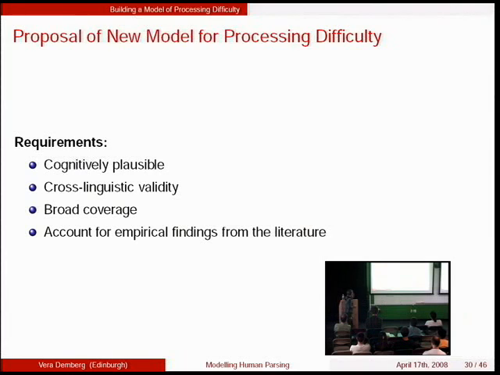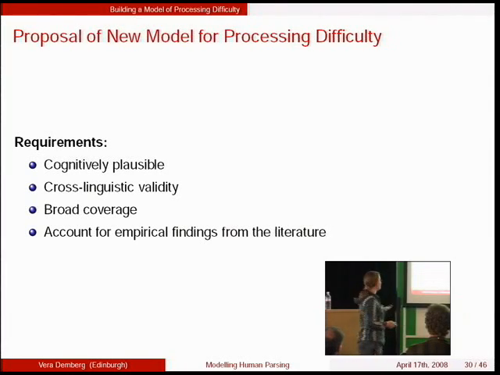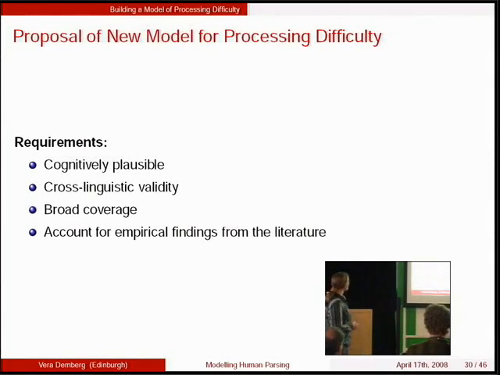So the requirements for building a syntactic processing model are, of course, that it should be cognitively plausible. It should have cross-linguistic validity. We don't want to assume that German brains work differently from American brains, just because they were raised with a different language. Then we want to be broad coverage, so we want the theory to cover all the different words and actually make predictions. And of course, we want to account for a large body of empirical findings from the literature, which come from those experimental paradigms.